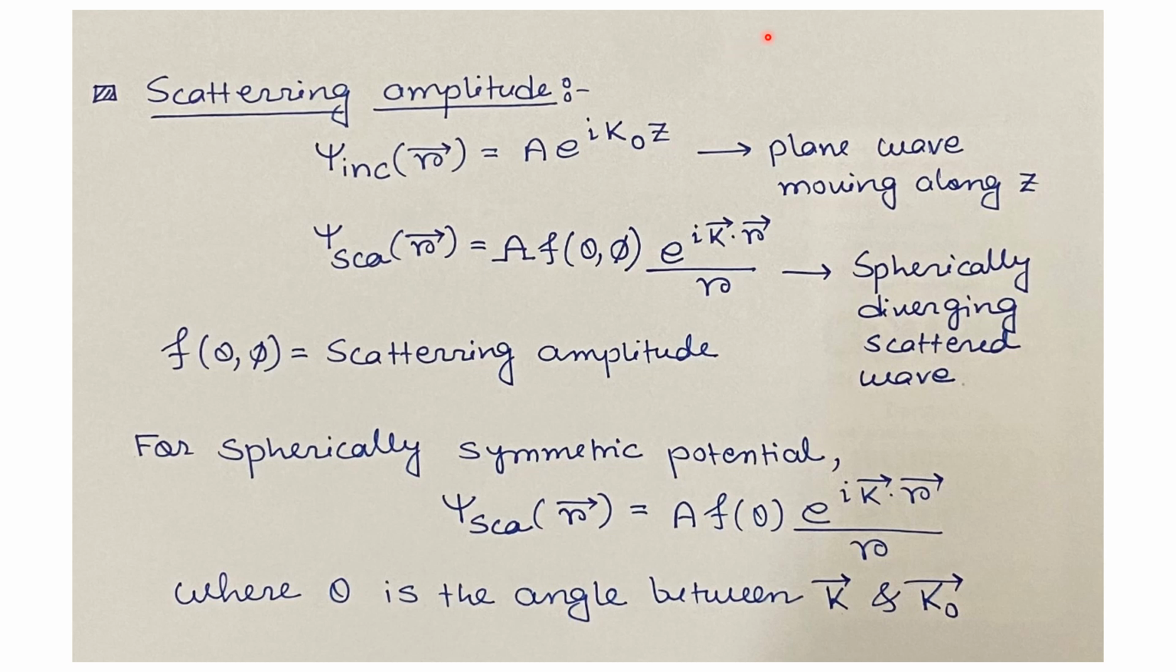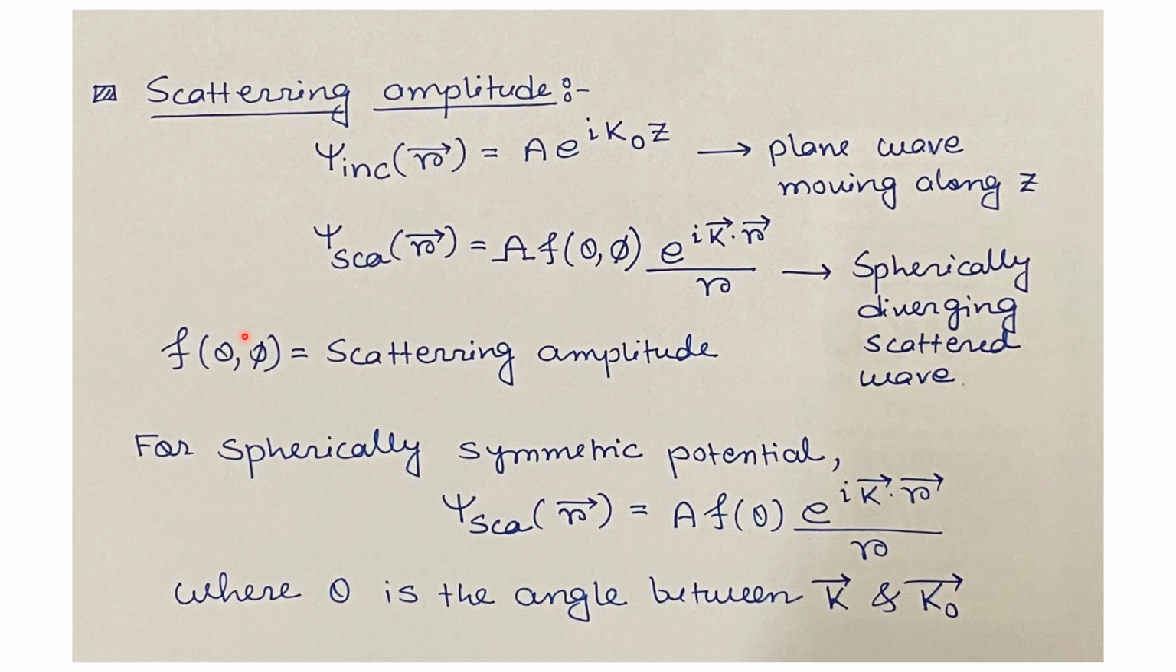Now, as the particle beam is moving along the z direction, we can write the wave function for the incident particles as psi incident as a function of r vector equals A times e to the power i k naught z. So this is the equation of a plane wave moving along the z direction. Before the interaction with the target, the particles in the incident beam are independent of each other and they move like free particles with the momentum h cut k naught vector.